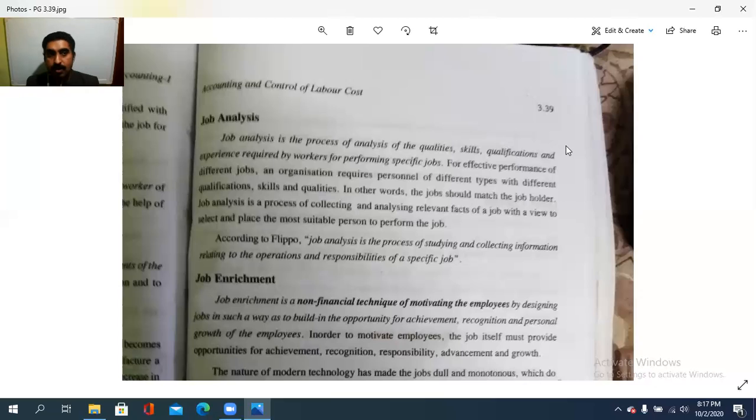Non-financial technique. Okay, of motivating the employees by designing the jobs in such a way as to build in the opportunity for achievement, recognition, and personal growth of the employees.